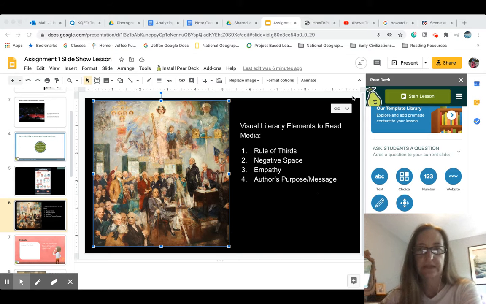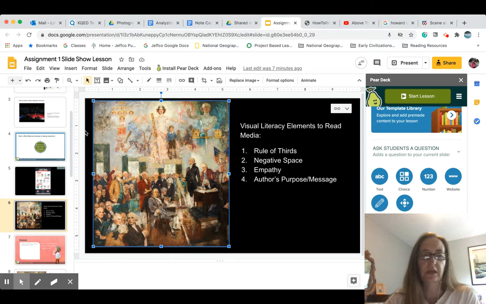Hello everyone. Today we are going to work to understand these elements of visual literacy. It's really important that we understand the visual literacy elements so that we can read multiple forms of media. Today I want to walk you through how to identify these 4 key elements in any type of media you interact with. Now, because we're examining the Constitutional Convention, I felt it was important that we examine a painting that reflects that time period. To do that, we're going to use these visual literacy elements.